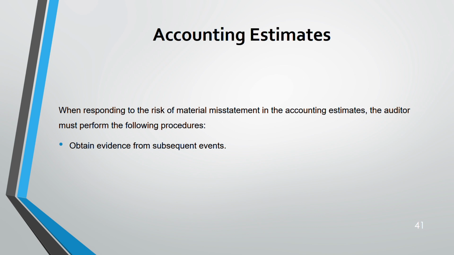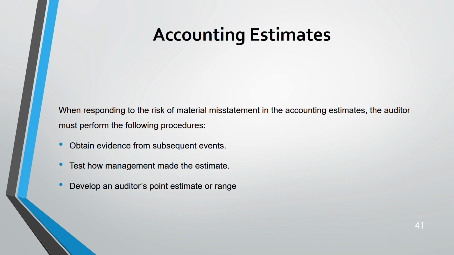Why subsequent events? I'll tell you why. An accounting estimate is not something you applied last year and are not going to apply this year. You always have to check that you are consistently applying the accounting estimates in all the years. So it is going to affect the future also, the subsequent events. That's why you have to make sure that the accounting estimate you are applying is applied for the subsequent events also, or whether through subsequent events your accounting estimate changes. That's why you have to collect evidence for subsequent events. Next, test how management made that estimate. Third, you have to develop an auditor's point estimate or range of estimate.